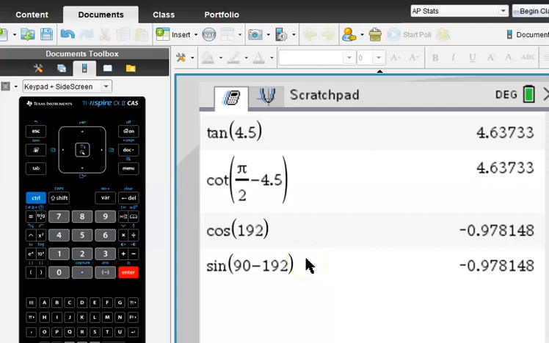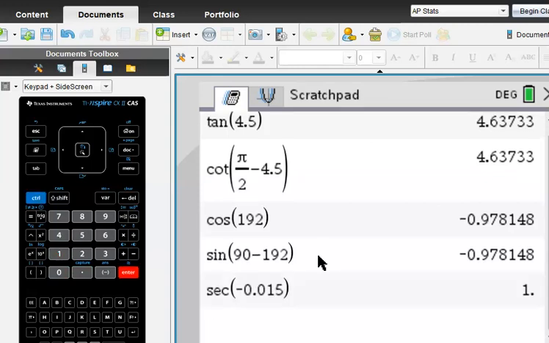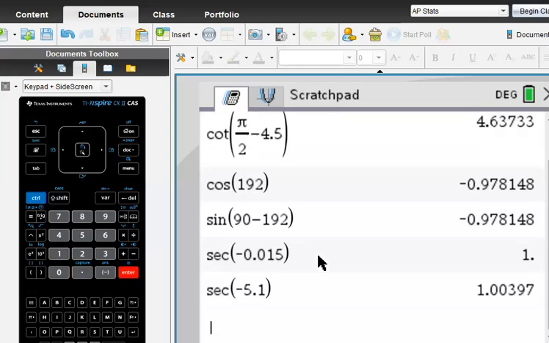Now let's do cosecant and secant. Secant of, let's put a negative angle in to start with. So negative 0.015. All right, there's a secant of that. Oops, that's such a small number, it's rounding to 1. Let me do a little bit different. Why don't we just say secant of negative 5.1. How about that? All right, close to 1. That's interesting. That's also close to 1.